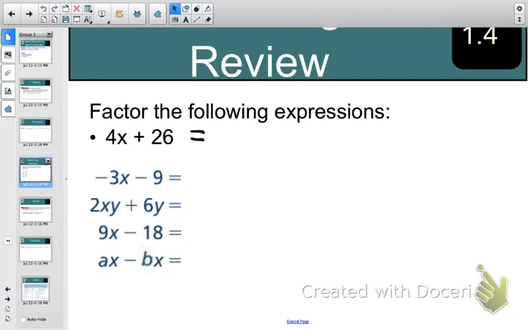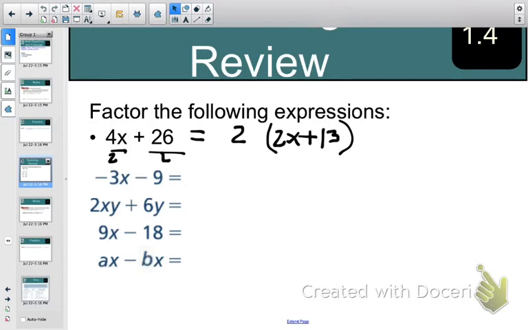Okay, so remember when you're factoring, you're going to pull out the GCF, and the rest you're going to leave in parentheses. So the GCF of 4x and 26, well, they're both even numbers, so they go into 2. And 4 doesn't go into 26, so 2 is actually your GCF. We're going to put that on the outside. And then we divide this by 2. So 4x divided by 2 is 2x. Divide this one by 2, gives us 13. And it's still a plus on the inside.